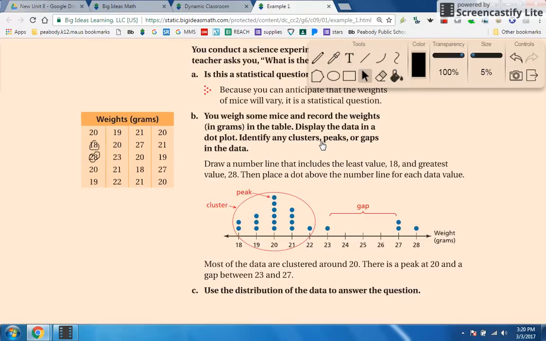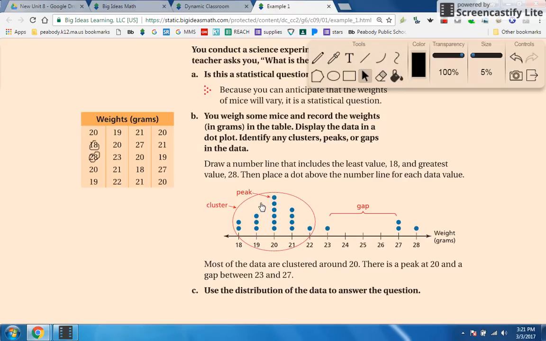So clusters are where you see a whole bunch of dots together. So the cluster here would be from 18 grams to 22 grams, because that's where pretty much all of the dots are. Gaps are if there's spaces that have no dots at all. So the gap would be between 23 and 27. So these 3 don't have any dots, so the gap is between, so not counting, but between 23 and 27. And then peaks would be which one has the most. So most people thought that a mouse would weigh 20 grams. So there's your peak. And that's it.